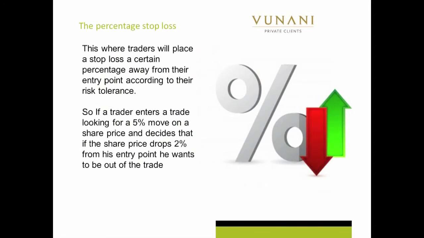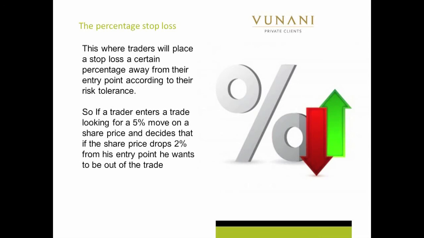So the percentage stop loss, quite basic. This is where a trader will place a stop loss a certain percentage away from the entry point according to their risk tolerance. So what I'm saying really, as an example, if a trader enters a trade looking for a 5% move on a stock and the share price decides to drop 2%, or he decides that if the share price drops 2% from his entry, he wants to be out of the trade. Plain and simple, it's all in percentages. He wants to make 5.